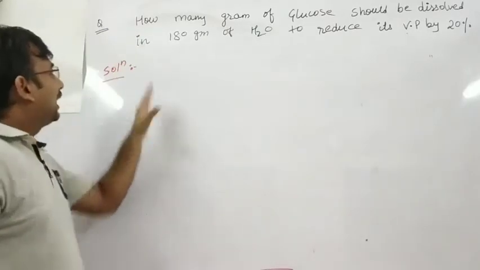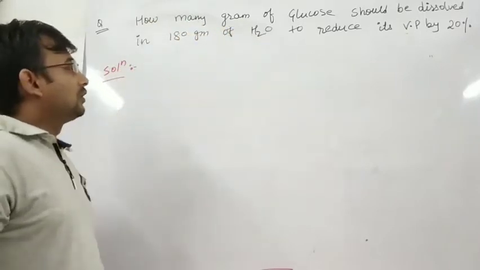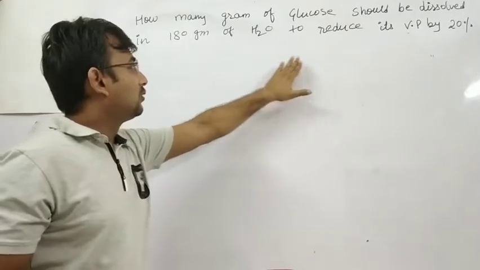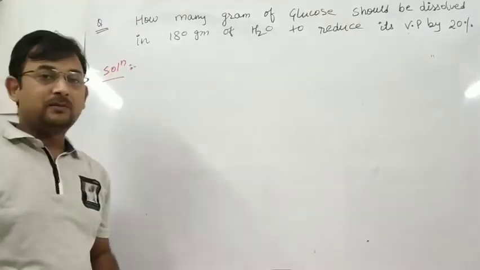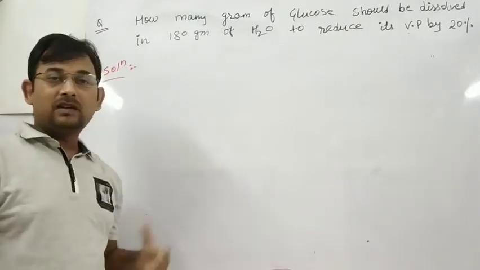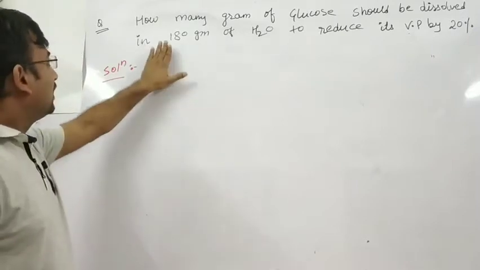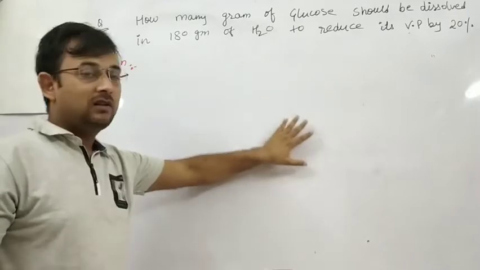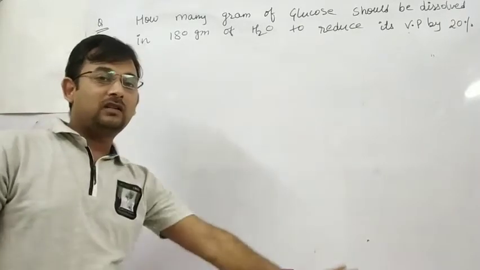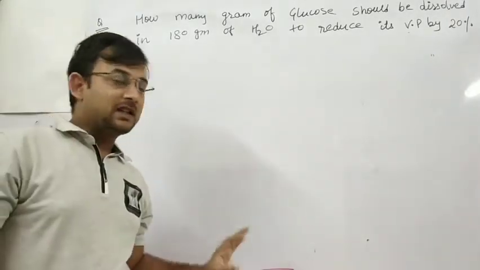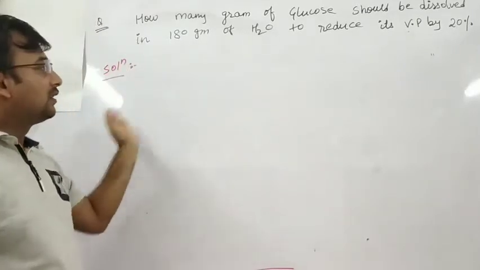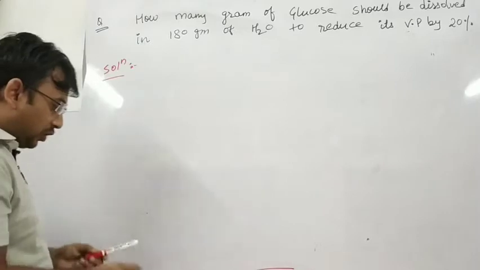The first question we have: how many grams of glucose should be dissolved in 180 grams of water to reduce its vapor pressure by 20%? इस तरह के क्वेश्चन कॉम्पिटिटिव एग्जाम में भी, जेईई मेंस में तो पूछा ही जा सकता है आसानी से. So simply, first we have to identify the given, write the formula, put the values, solve the numerical, and write the final answer with units. This will be your actual procedure for the board exam. In competitive exams you can apply shortcut tricks.